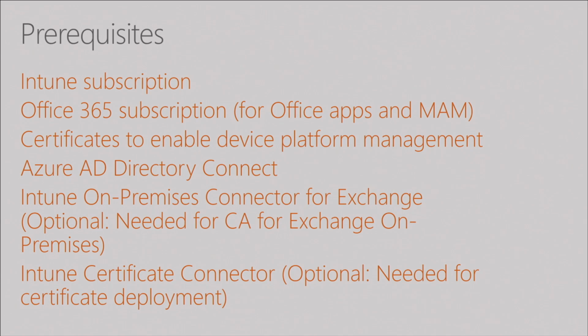The next piece you may need, also an optional component, is the Intune certificate connector. So if you're doing things like certificate-based authentication for Wi-Fi or VPN, you'll want to put this in place. This will be the bridge between your on-premise certificate authority and the Intune cloud service so that you can deploy certificates to your mobile devices. All right.